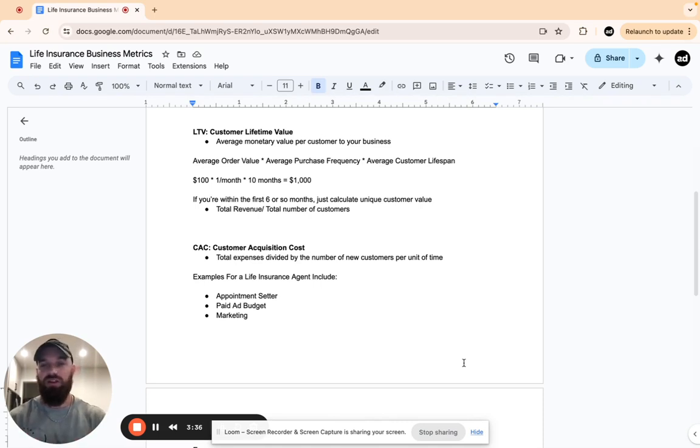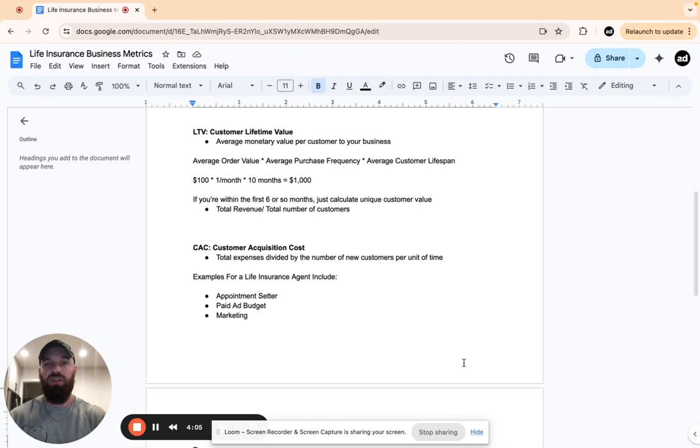To break this down in insurance terms, let's say that the average premium that you sell per month is $100 a month. That would be your order value is $100. The purchase frequency that somebody's buying this from you, yes, they buy it from you one time over the phone, but they pay month to month, right? So your purchase frequency is monthly. They're paying for the product on a month to month basis.